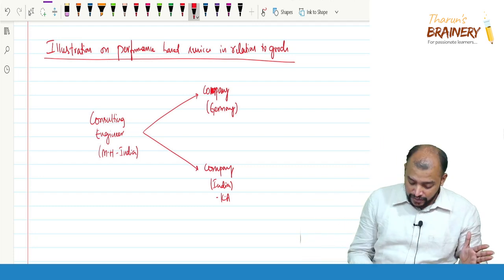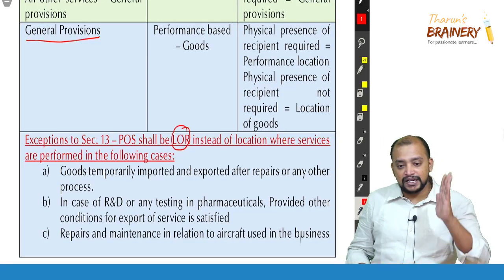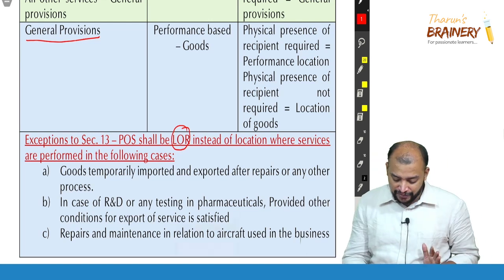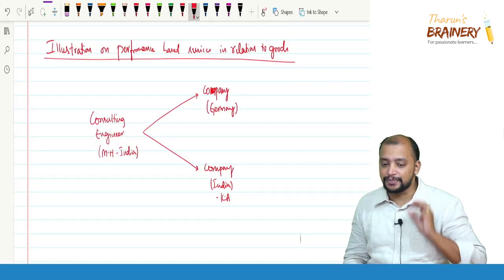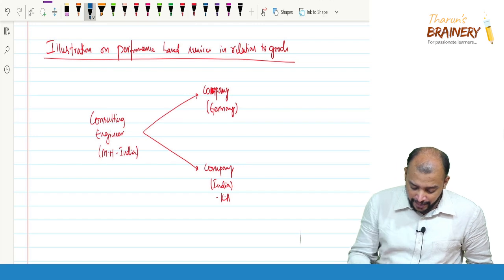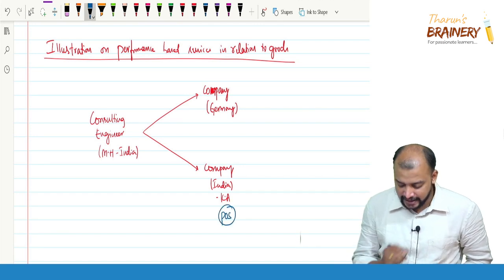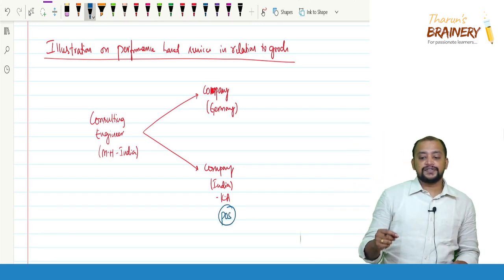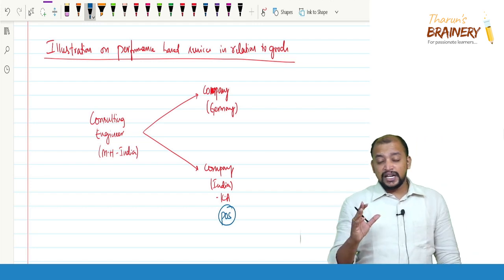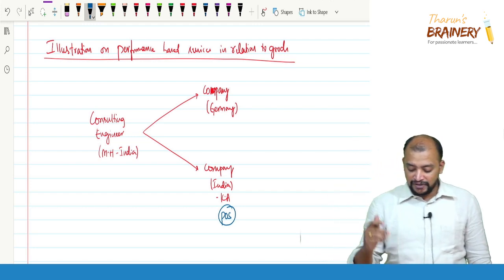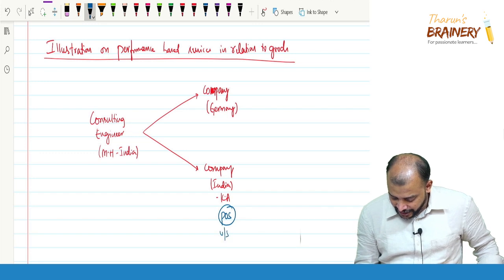As per section 12, what should be taken as the place of supply? General provisions. General provisions means location of recipient. So therefore we need to take place of supply as Karnataka. Why? General provisions is applicable. Section 12 will be applicable.